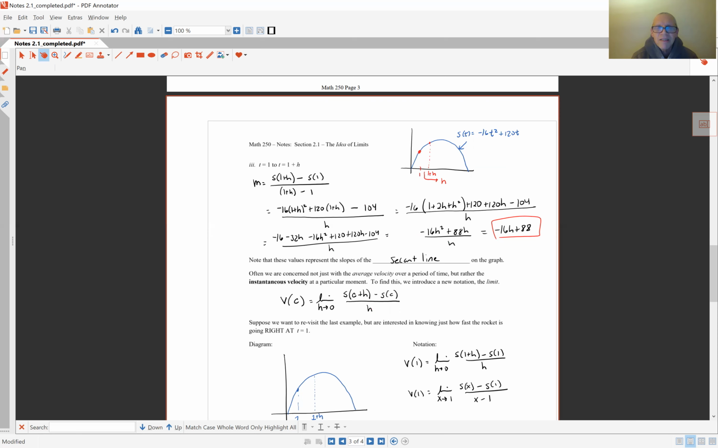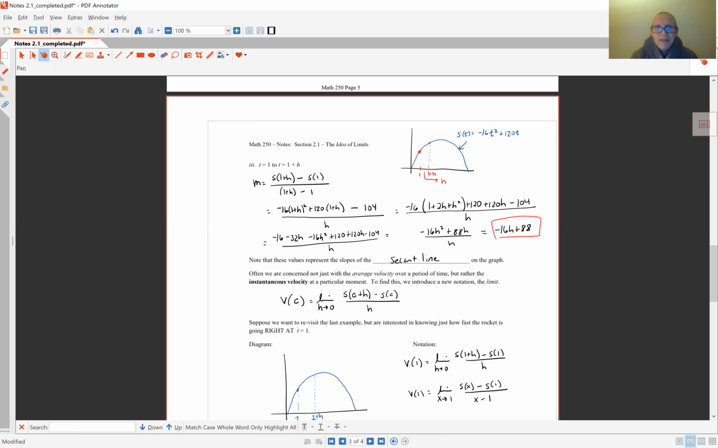Okay, and that's for t equals 1. So the average velocity from 1 to 1 plus h, where h is some positive number, is given by minus 16h plus 88. And that would be the slope of the secant line.